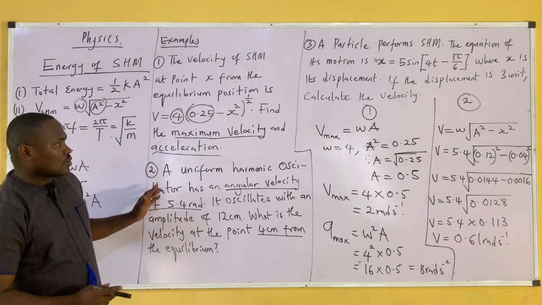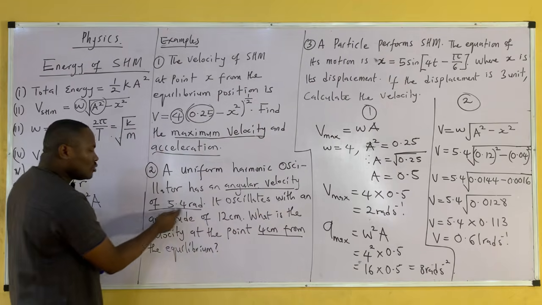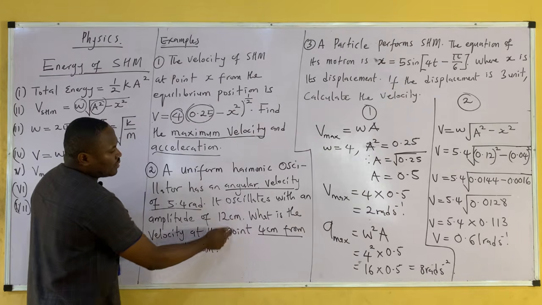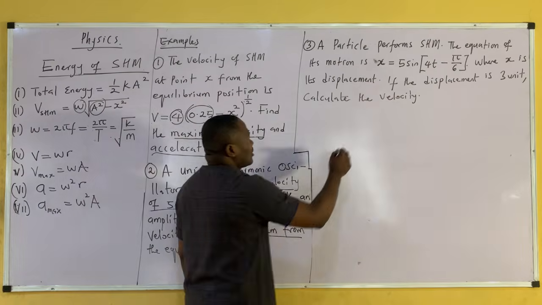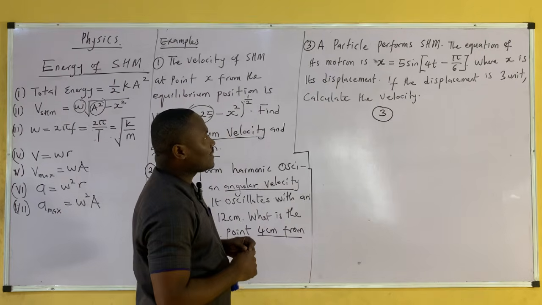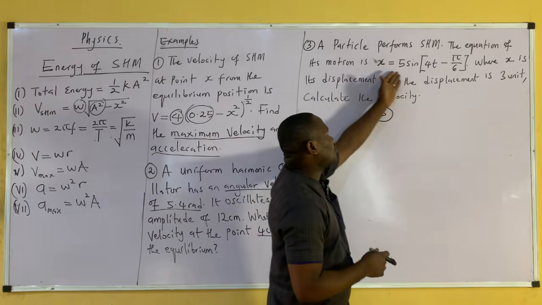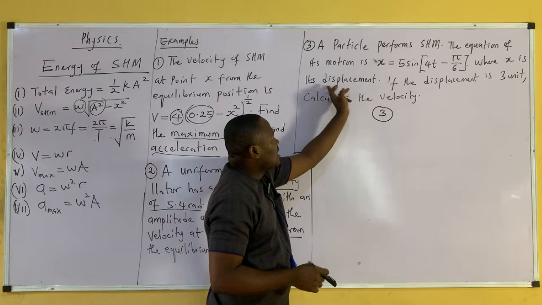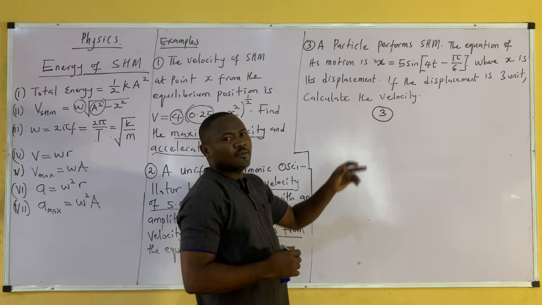Remember, I had to get all my factors from my question. This is my W at 5.4. This is my amplitude, while this is my displacement. Let's look at question number 3. Question number 3 says a particle performs SHM. The equation of the motion is given as this. This is the equation for the displacement of the motion, where x is the displacement. If the displacement is 3 units, calculate the velocity.